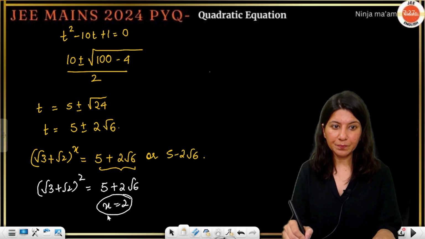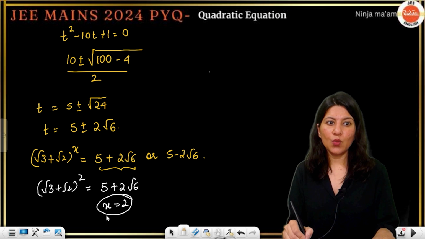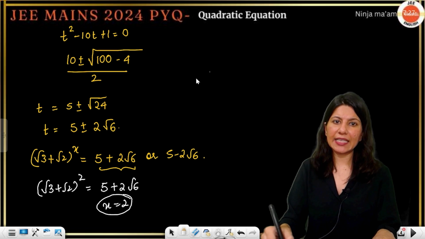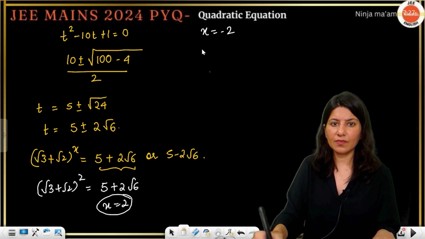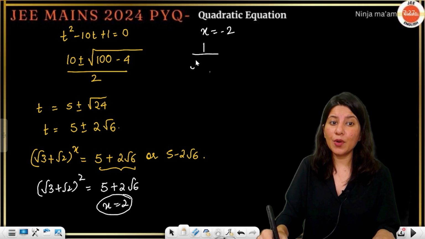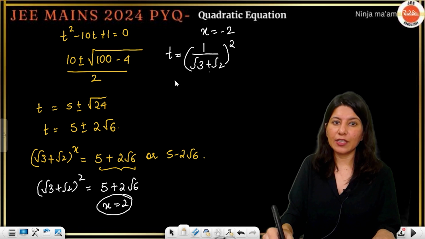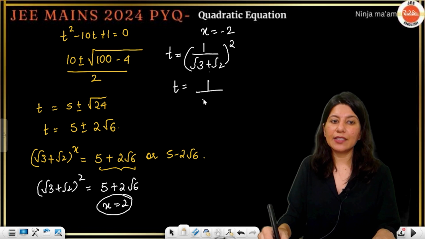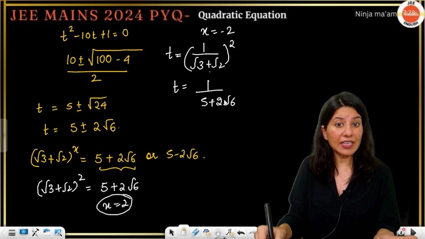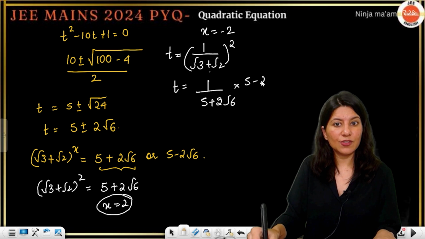Okay, all right. Now, what if I take x equals minus 2? Then it is going to become 1 upon root 3 plus root 2 raised to power 2. That is going to be t, right? So let us solve it. So 1 upon it is going to be 5 plus 2 root 6. If we rationalize it, let us try to rationalize.